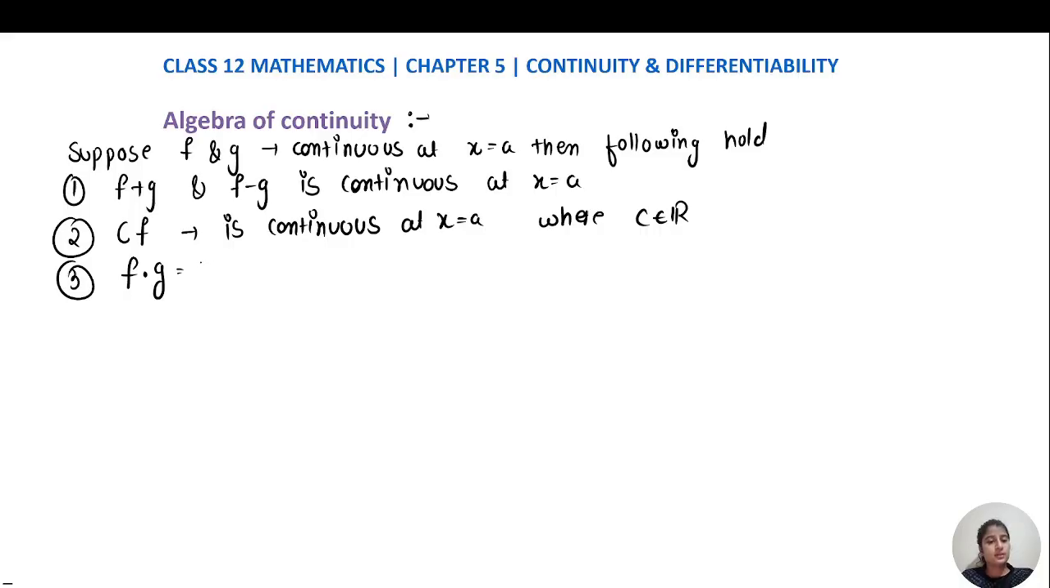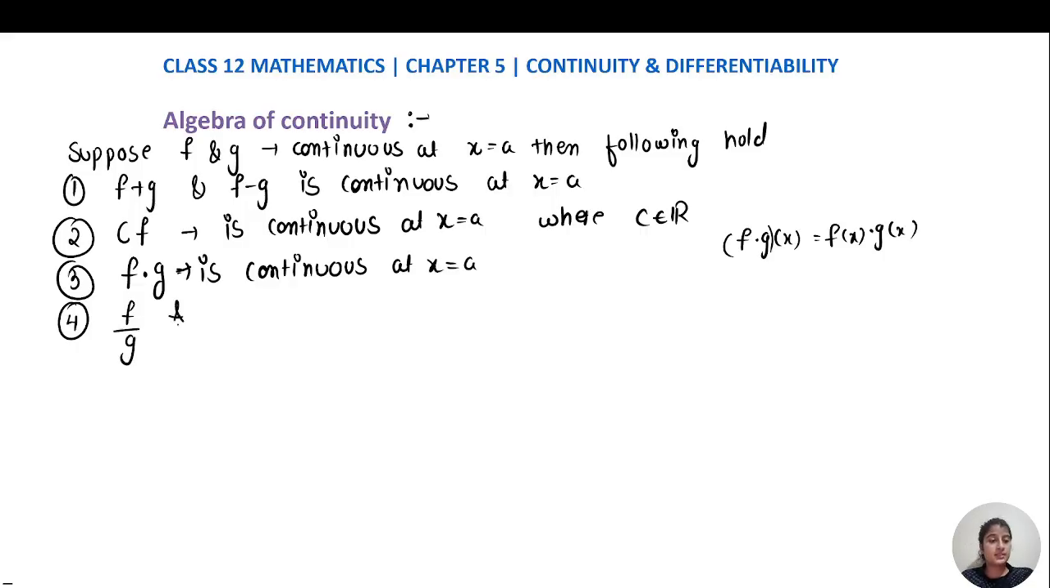It is defined as (f dot g)(x). It is not composition, it's just multiplication of functions. It is defined as f of x times g of x. Now, if f and g both are continuous at a, then f times g is also continuous at x equals a. Now, the last one, that is f divided by g. If f and g are continuous and g of a is not equal to 0, then we say that the quotient f by g is continuous at x equals a. This is the algebra of continuity.